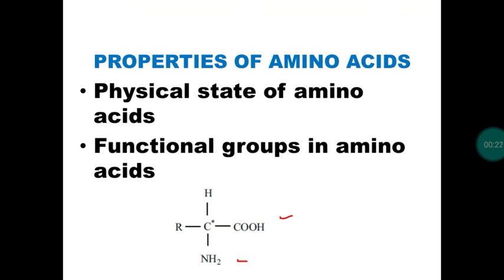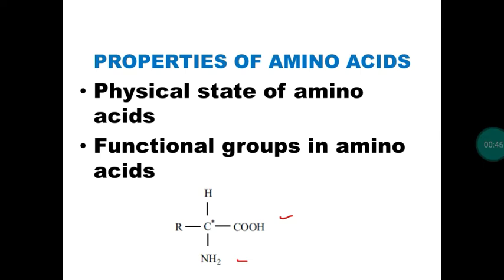First, the properties of amino acids. Last class we completed the classification of amino acids. Now what is a property? First, the physical state of amino acids. Usually amino acids are colorless crystalline solids, right? Then amino acids are soluble in water.